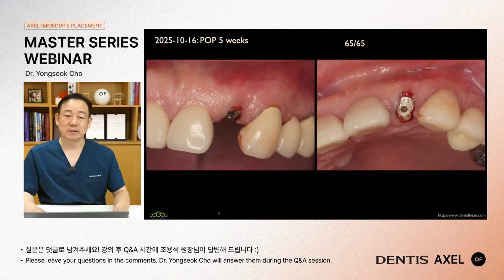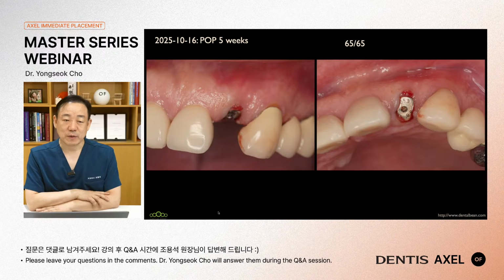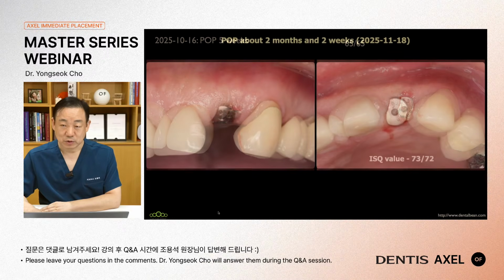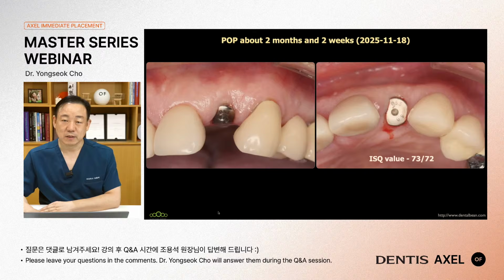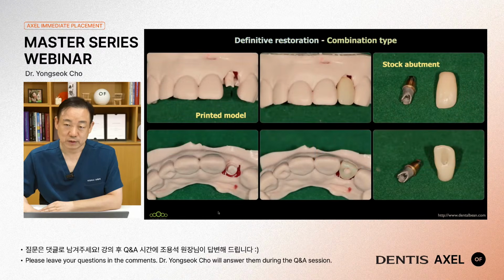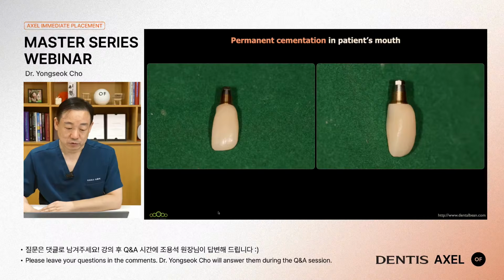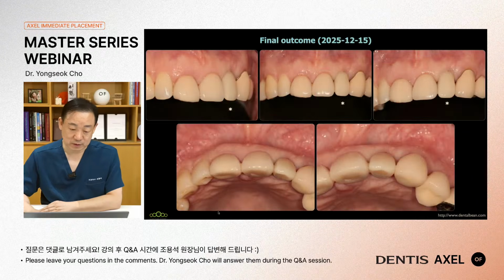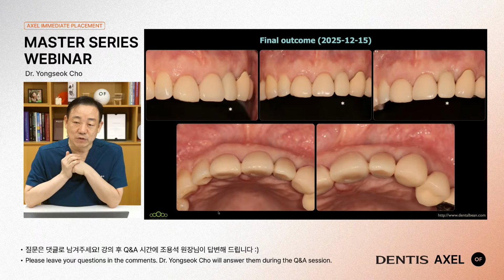Here, 5 weeks later, the ISQ value was not sufficient, only 65. So we waited again until 2 months and 2 weeks. Okay, the ISQ value reached 73, 72, and the restoration was made and delivered to the patient. Okay, this is the final outcome.